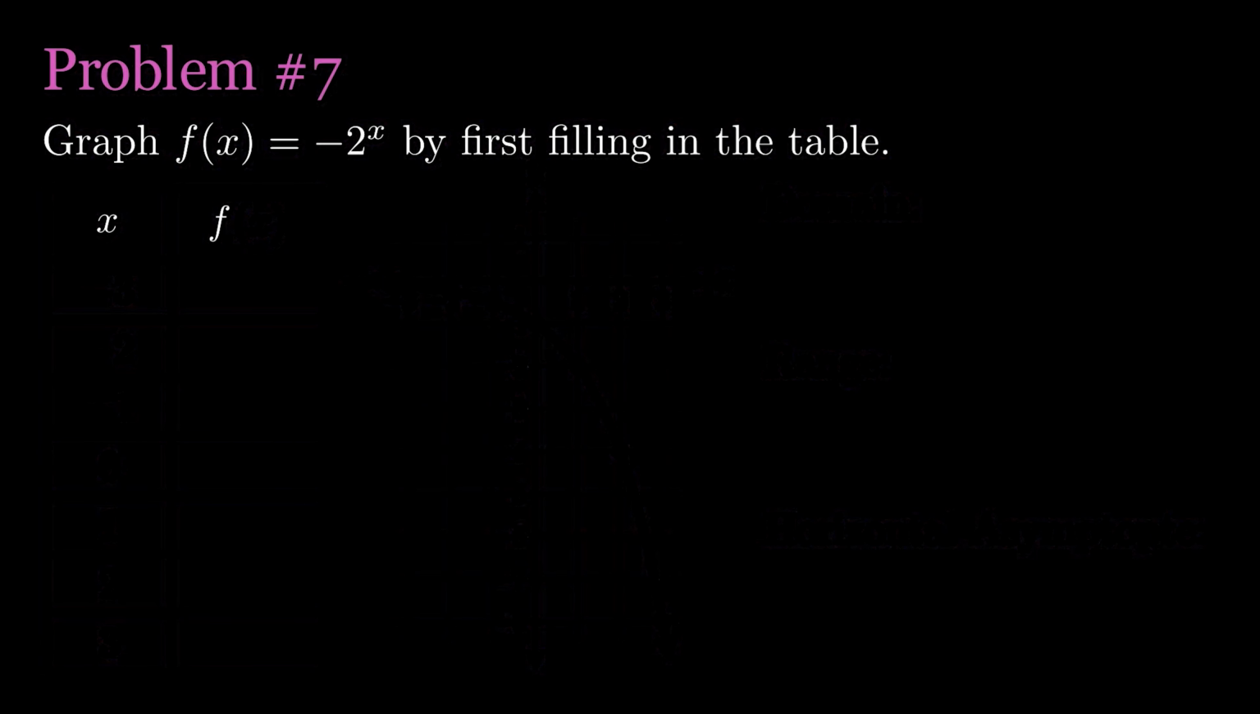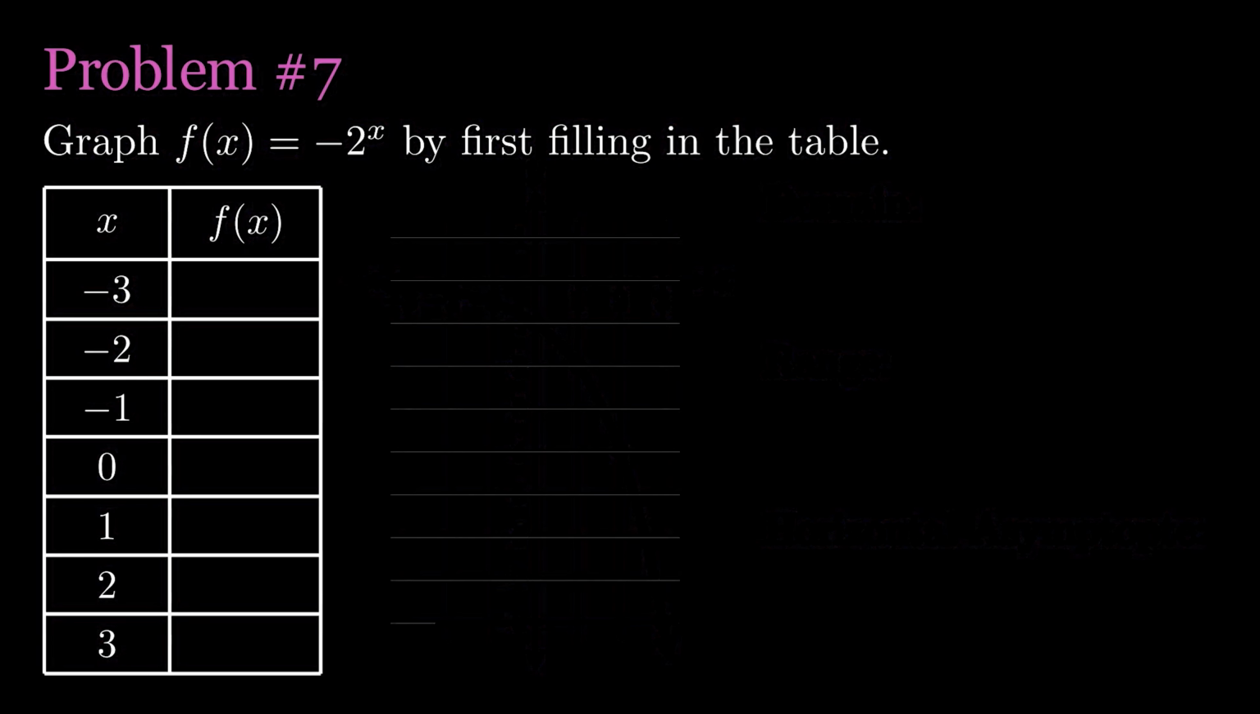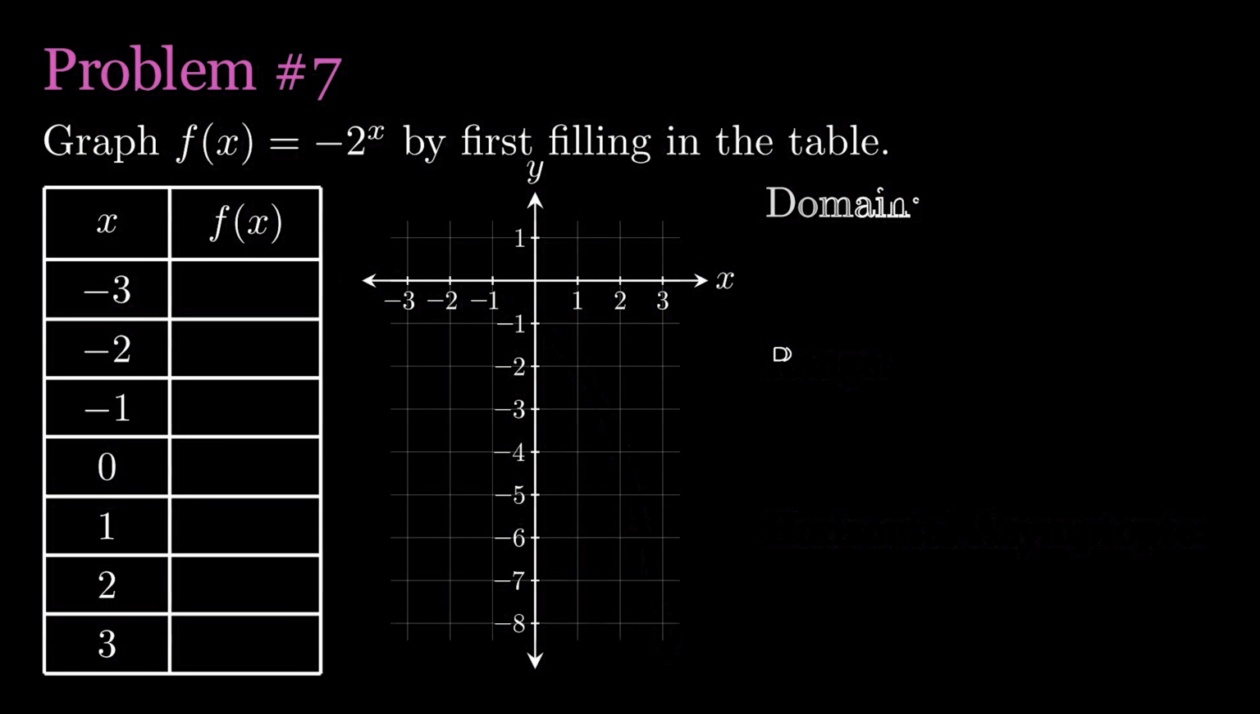Hello, we are in Chapter 7, Section 7.3, Exponential Functions. In this video, we're going to go over problem number 7, in which we are to graph this transformed exponential function by first filling in the table and then recognize the properties of our function.